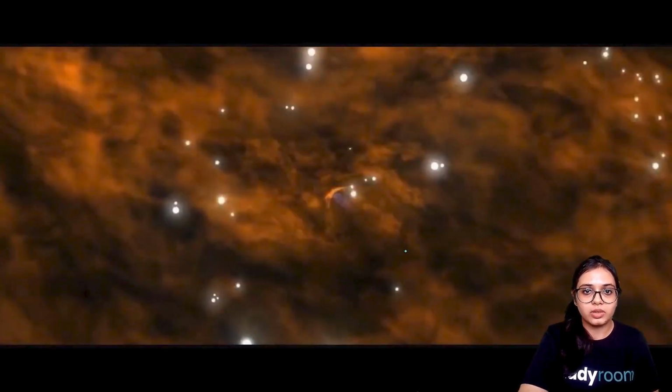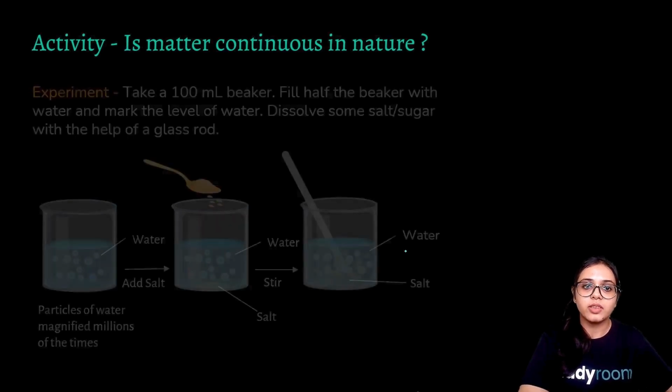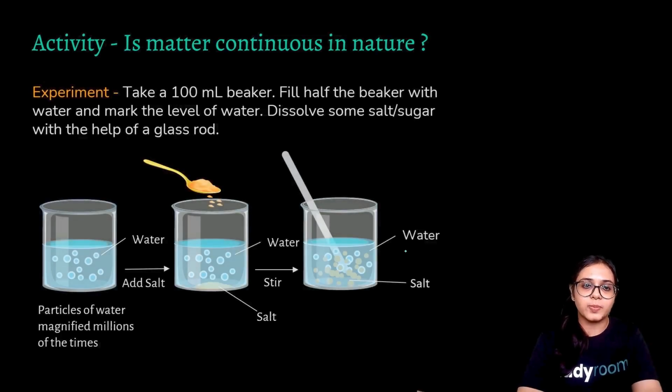Let's learn about the properties of matter. The first property that we're going to learn is whether matter is continuous in nature or not. For this, we will be performing a very simple experiment. Take a 100 milliliter beaker, fill half the beaker with water and mark the level of water. Dissolve some salt or sugar with the help of a glass rod.